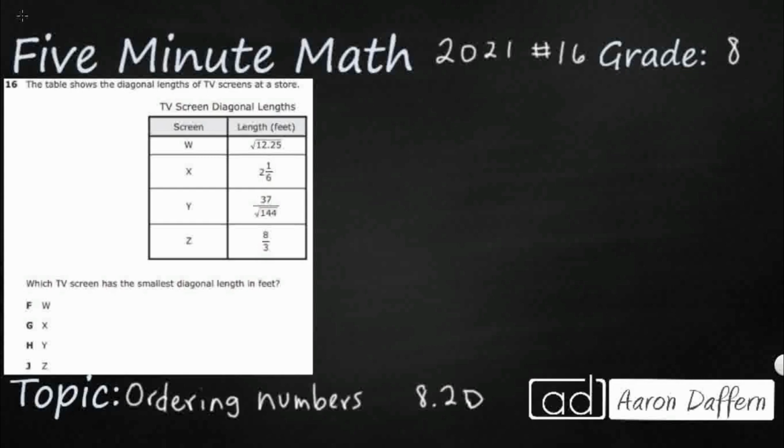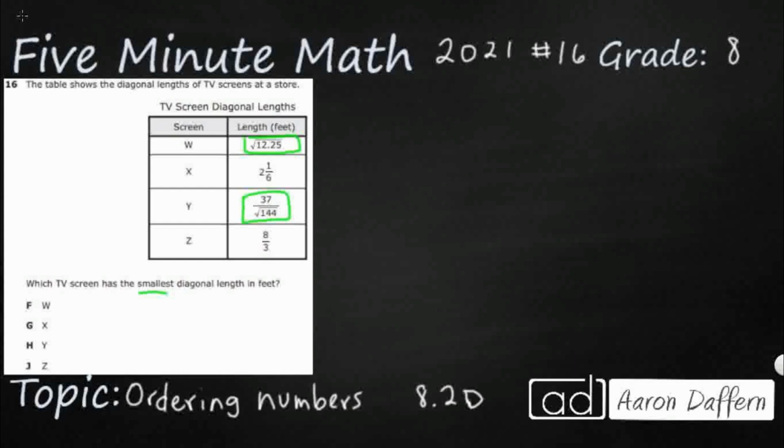So we have a table showing diagonal lengths of TVs at a store. Not sure why we would measure them in square roots or have a square root as our denominator, but we do. And we need to find the smallest. So we're not necessarily going to put them in complete order. We do need to order them, but we just need to find the smallest.